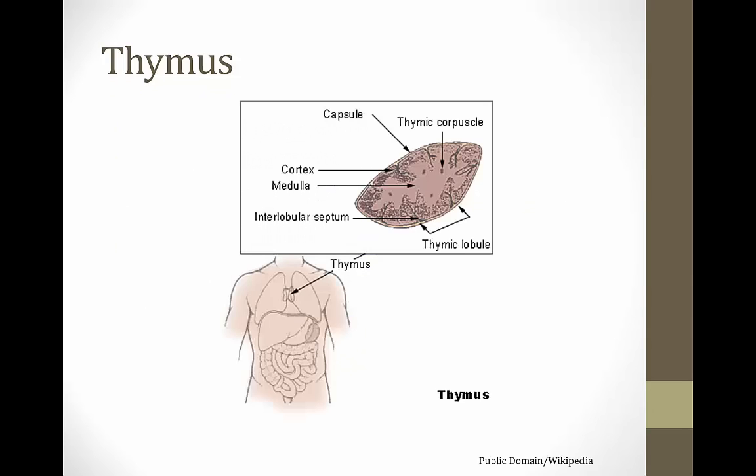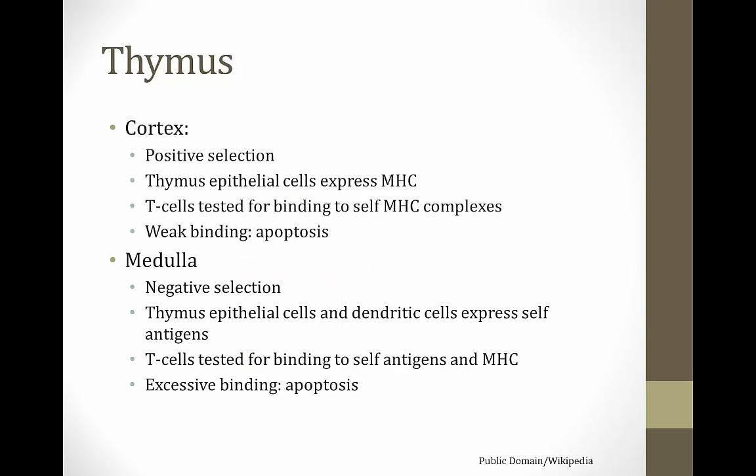This is a picture of the thymus and its location in the chest. Note that it's located in the anterior mediastinum of the chest. It has two lobes, and each lobe is surrounded by a capsule. And functionally, the most important parts of the thymus are the outer portion, called the cortex, and the inner portion, called the medulla. So as I said before, most T cells will die in the thymus.